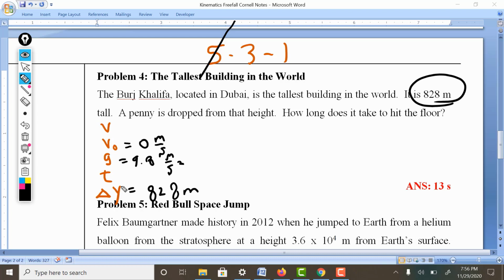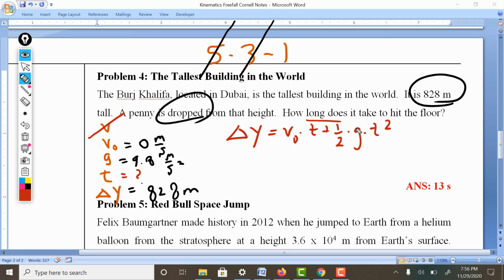And this was dropped. Drop means that this fell from rest. So V naught is 0. There's your 3. The one thing that we're looking for is the time. How long does it take? Which means we do not need a V. That boils it down to the second kinematic. However, V naught is 0, and so this eliminates this entire term. We end up with a simplified version of this equation.